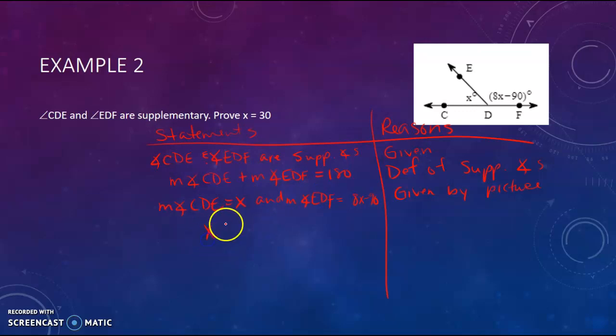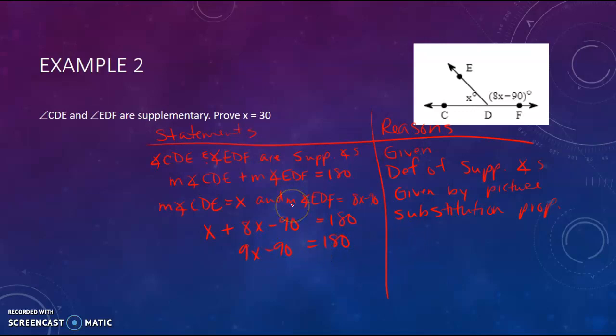So now I have x plus 8x minus 90 equals 180. And I know I can do this by the substitution property. Substitution. Now that I've substituted, it's just an equation that I'm solving. So I'm going to start by combining like terms. So x plus 8x is 9x. So we have 9x minus 90 equals 180.